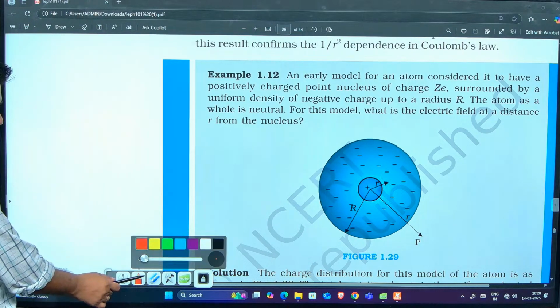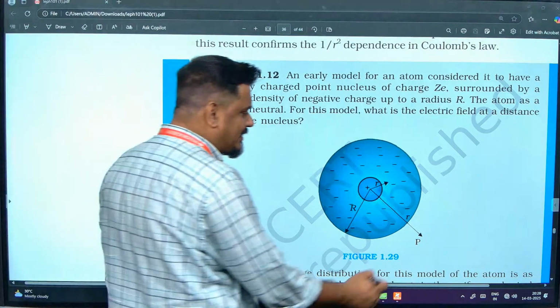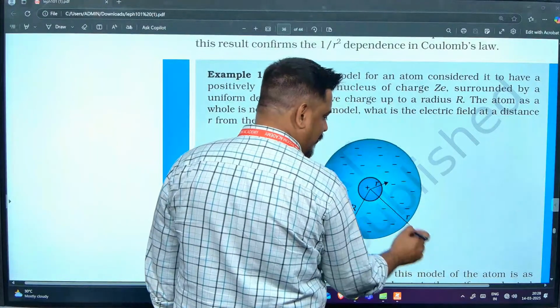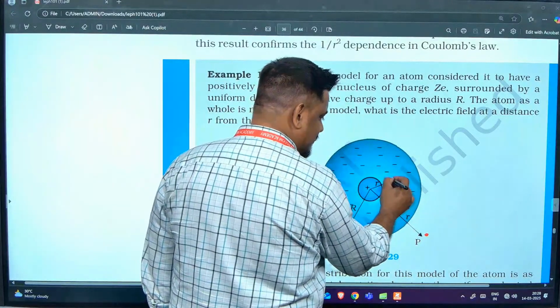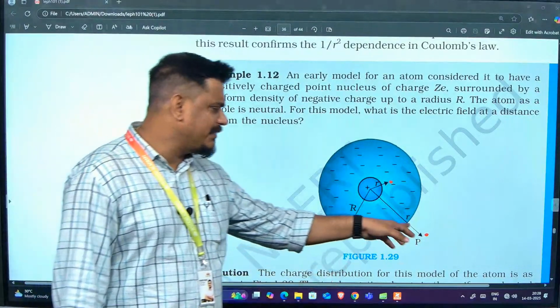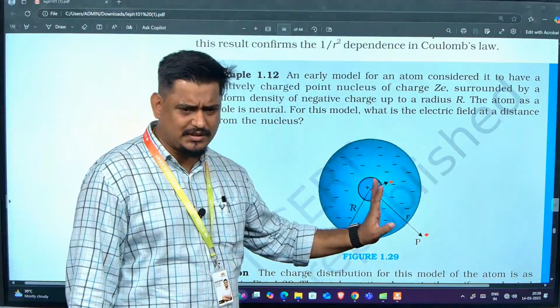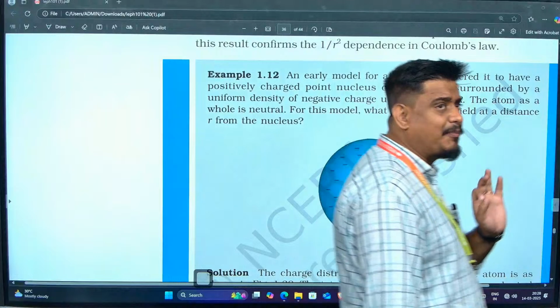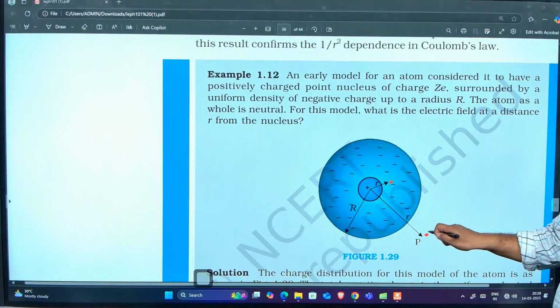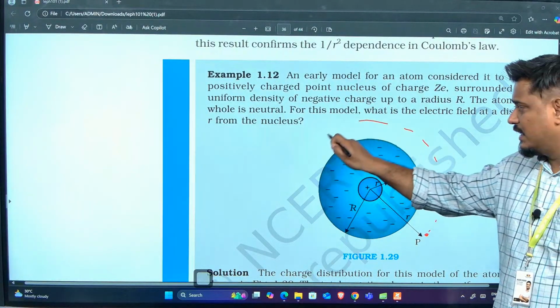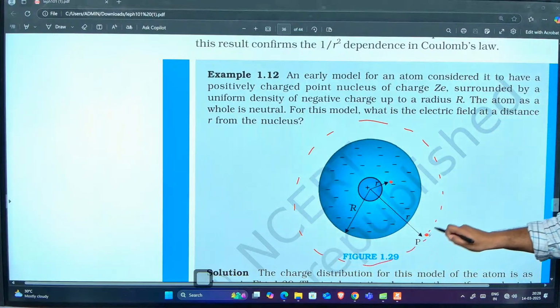So they have actually drawn 2 points. One point is outside and one point is here. Because what is the value outside? Same is the value on the circumference. See, when you take the point outside and you draw a Gaussian surface, then what is the charge enclosed?